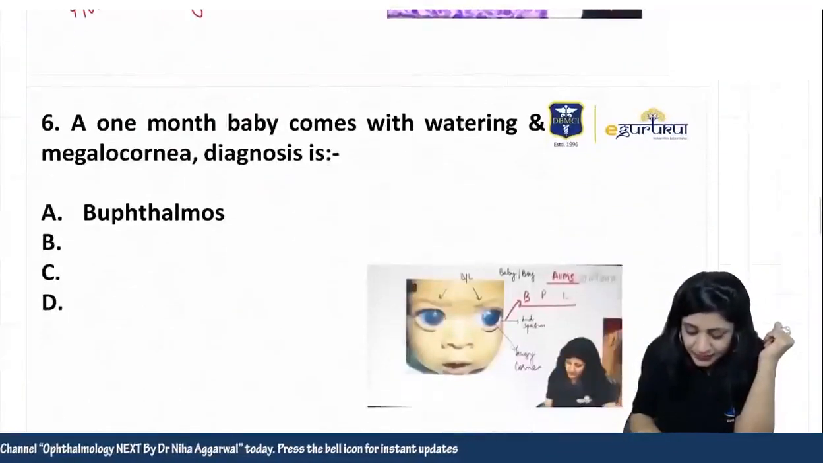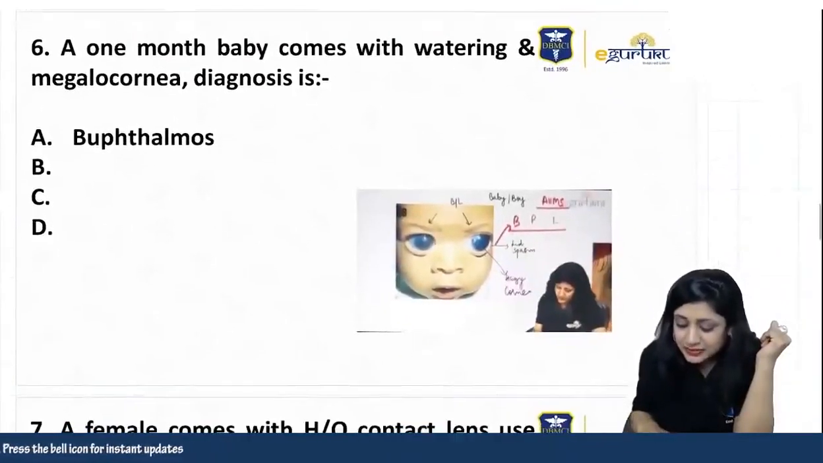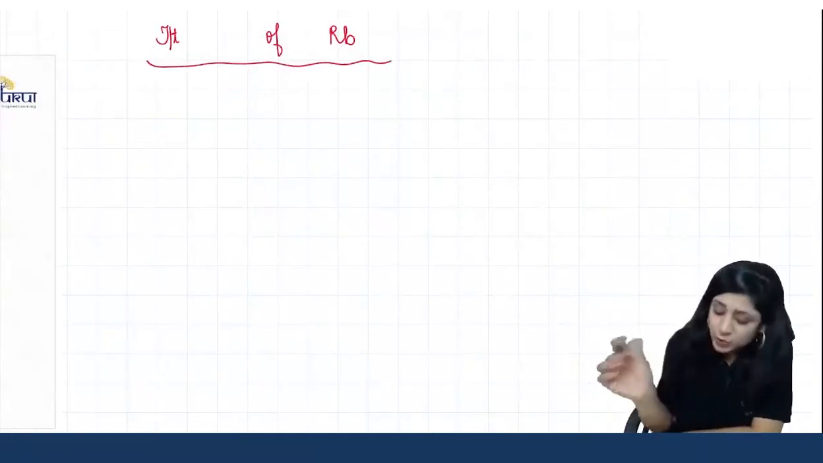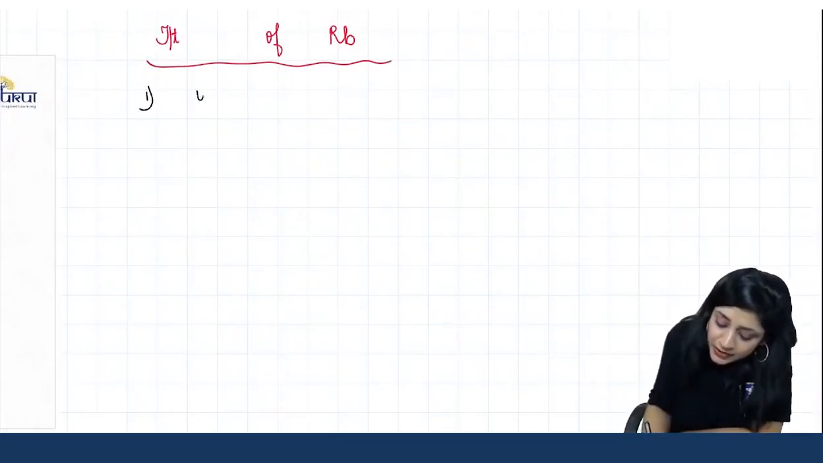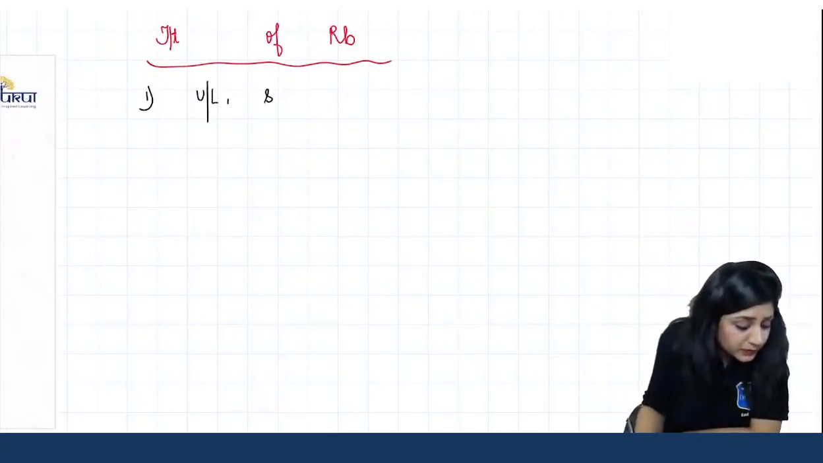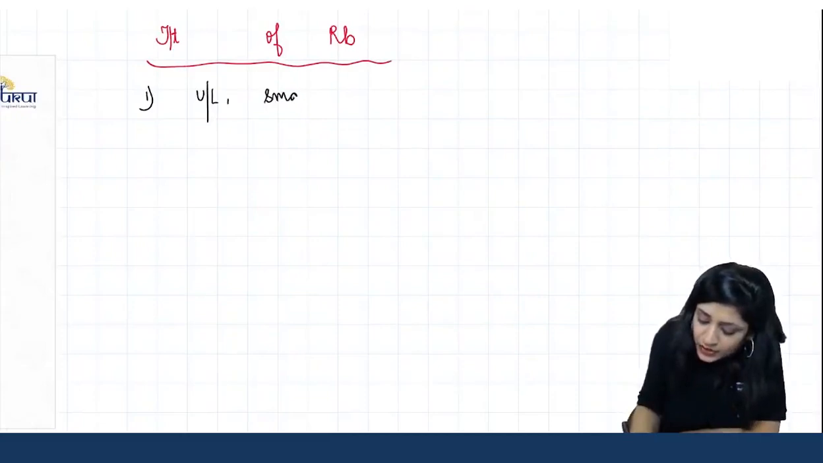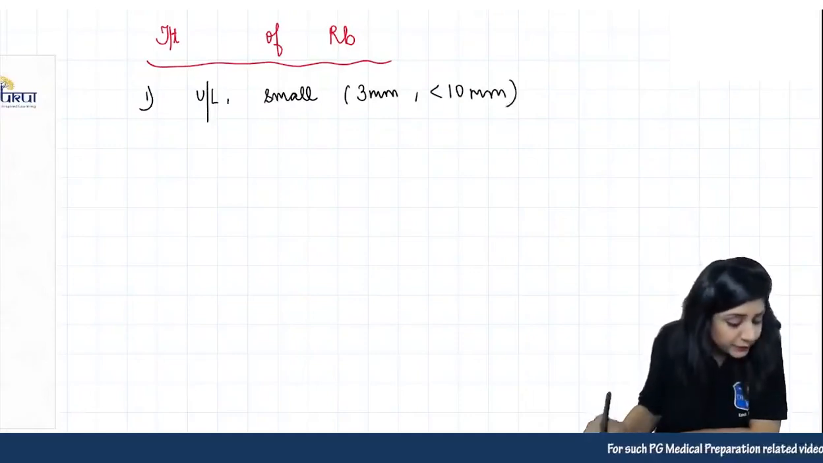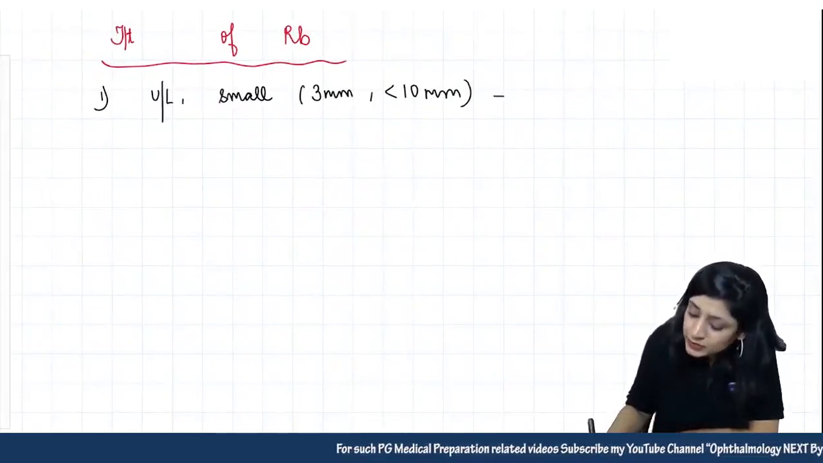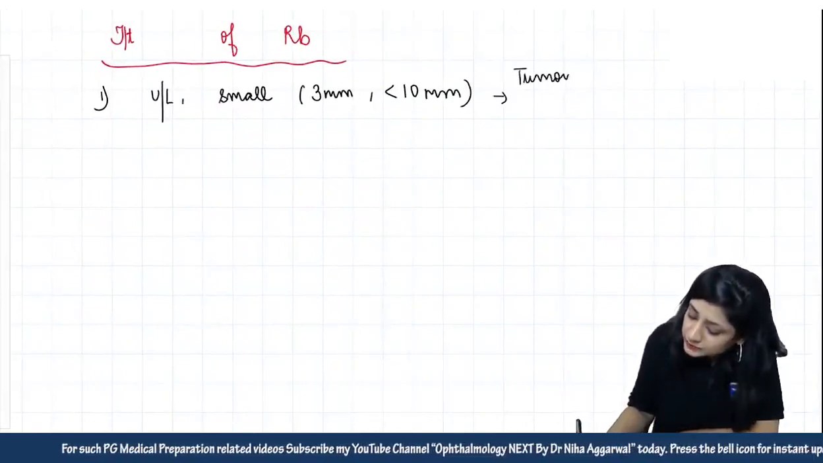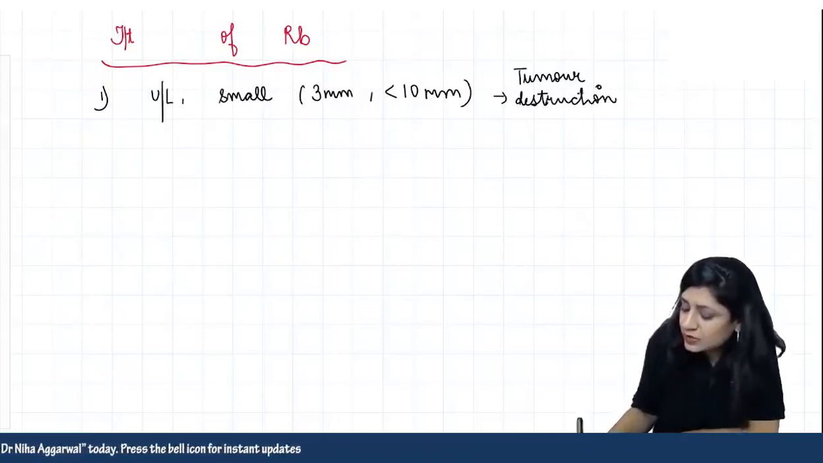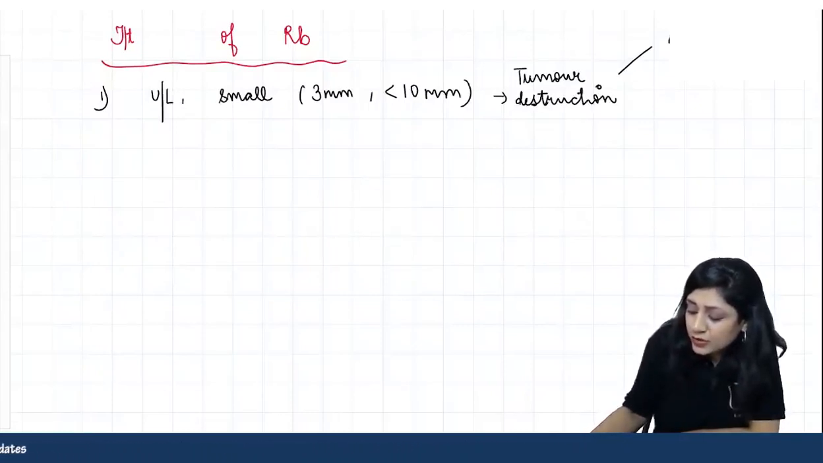Okay. Then coming to the next one. A 6-month-old baby. When you are doing the treatment of retinoblastoma, there are 3 principles. Very simple. Number 1, if I am having a unilateral and small tumor, small meaning about 3 mm, broadly we can say less than 10 mm. If I am having a unilateral small tumor, you have to go for tumor destruction. That is, you can do laser or you can do cryo.